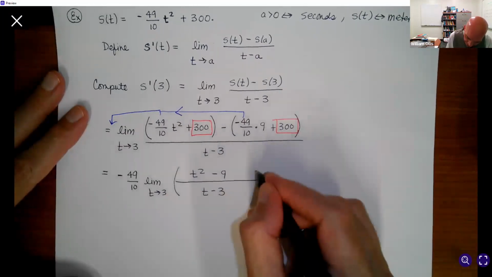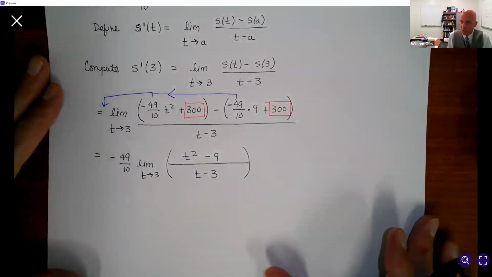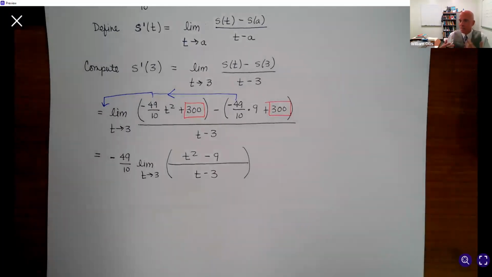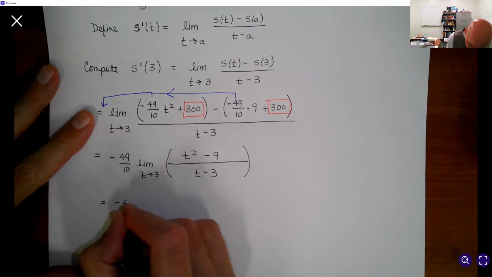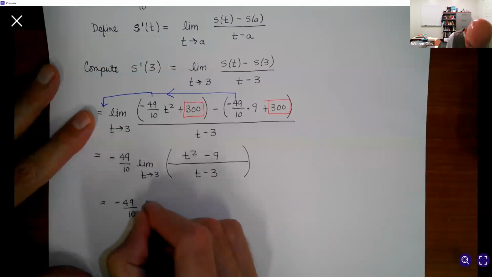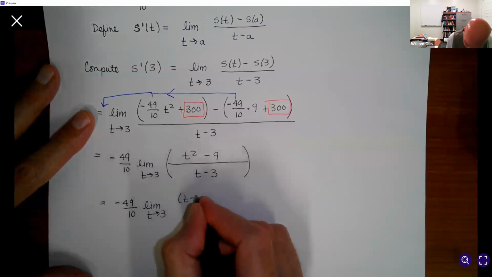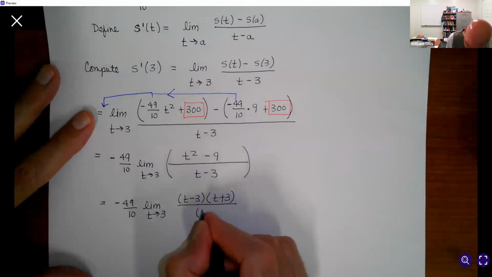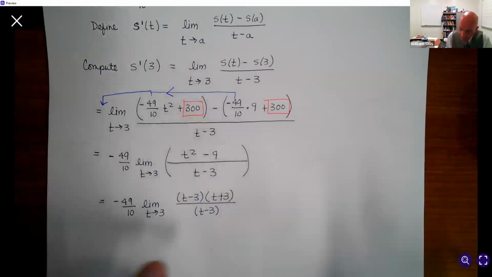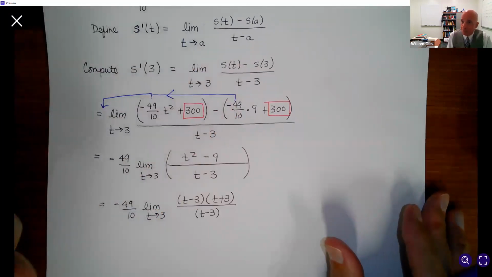So how nice. Not all problems are this simple, but I thought this was an interesting problem because your author introduces the concept of derivative in advance just to give you some practice with it. We'll spend lots of time with this. So now this will be negative 49 over 10, and this is a function with a whole limit. This will just be t minus 3, t plus 3, over t minus 3. So now when we look at this, the definition of derivative is indeterminate.